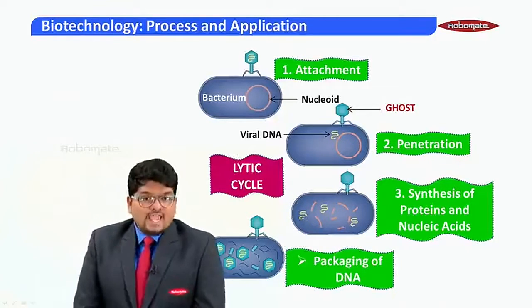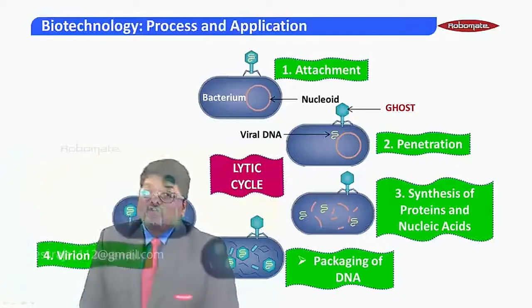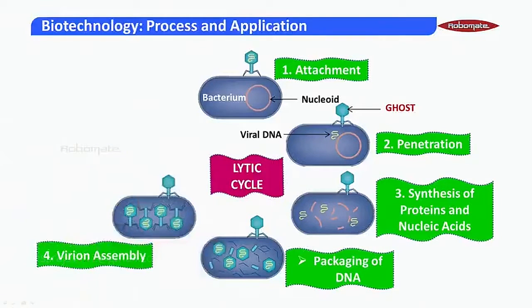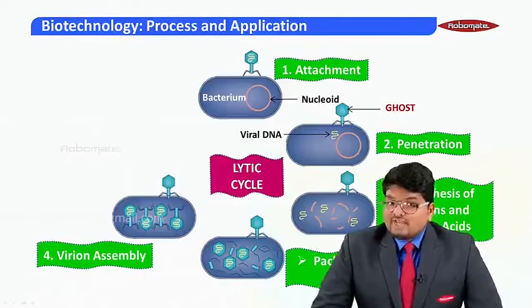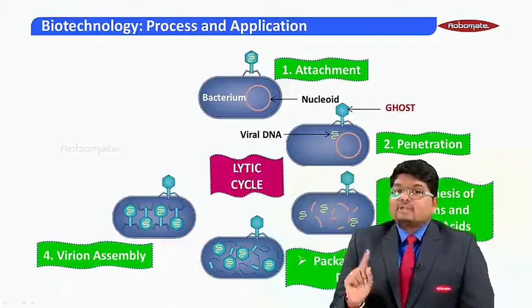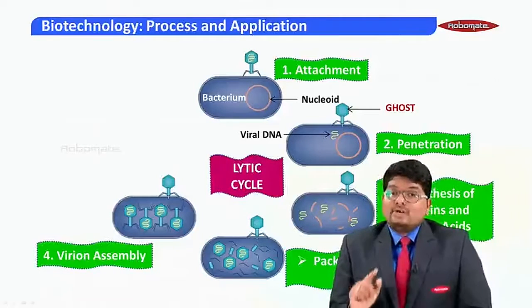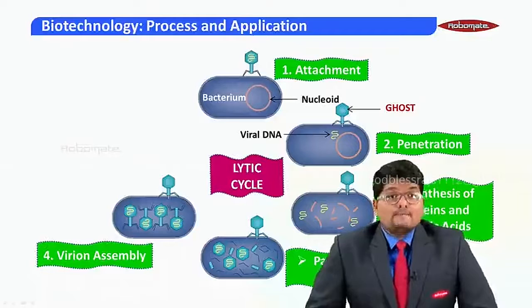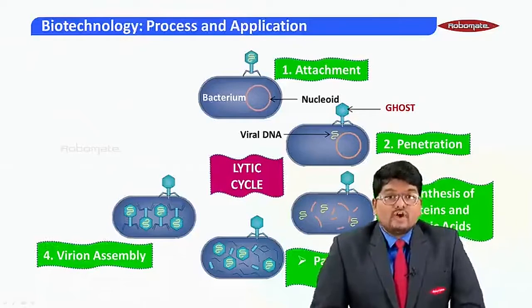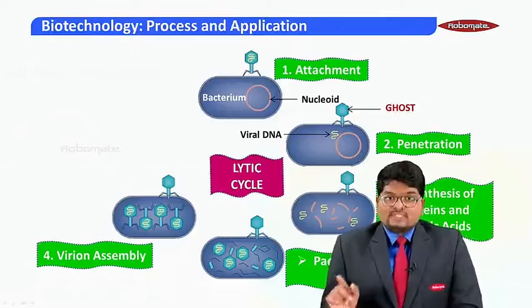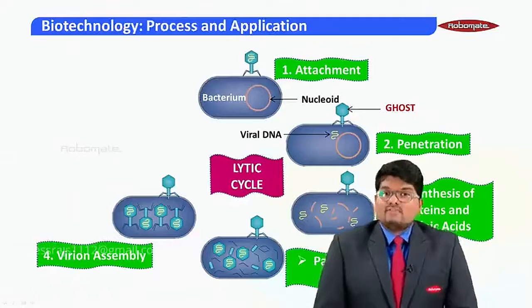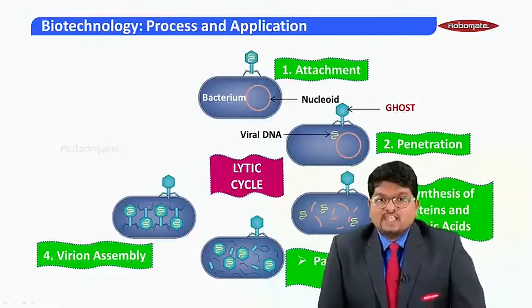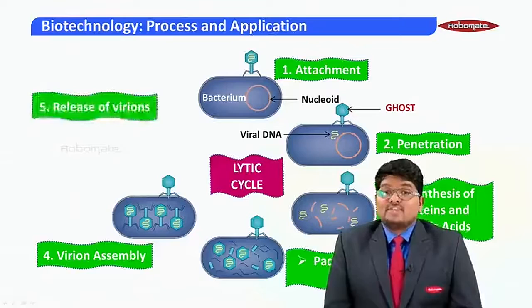So now let us move ahead and take a look at the next step, which is virion assembly. The new viruses are termed as virions, and can you see that they have been assembled? They resemble the original bacteriophage structure. So the DNA is packed into the capsid and then it is assembled with the tail fibers and base plates. So this is virion assembly, and this entire process, that is, these 4 steps, take 15 minutes for completion. And the final step we have here is the release of virions.